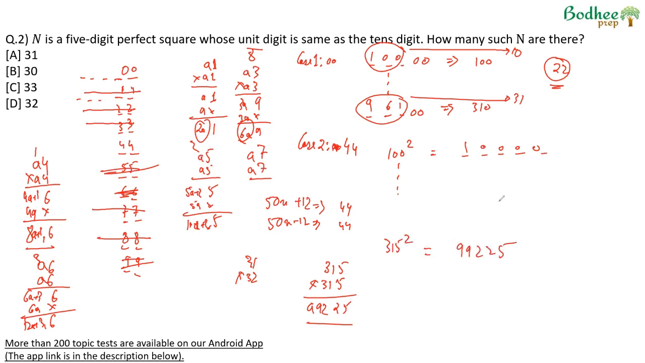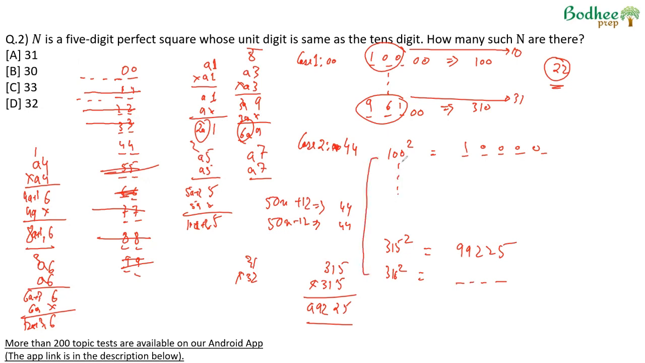Clearly, this will be very close to the last 5-digit square, or the last 5-digit square will come out to 316 square. This will be the last 5-digit square, because we can add 315 and 316 to it. It will be a 5-digit number. So this is my range of numbers.